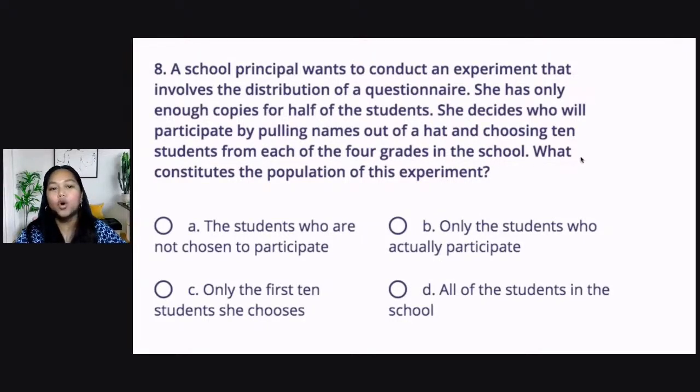Now, sabi dito, what constitutes the population? We have just talked about your population. Okay, population. Remember, we said the sample is just part of your population. Okay?